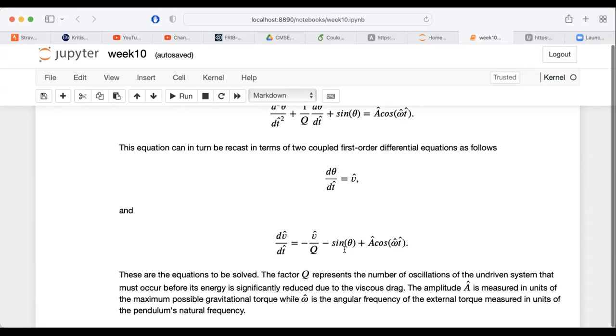Any questions so far? I just wanted to show you the connections between different types of systems, but all the systems are governed by almost the same type of differential equations, and they lead to an oscillatory motion.